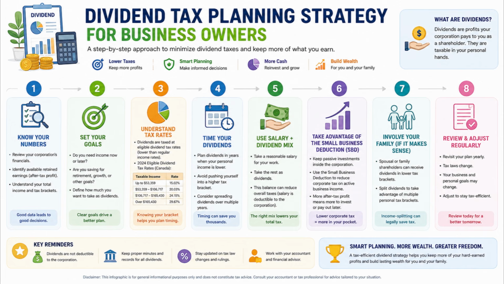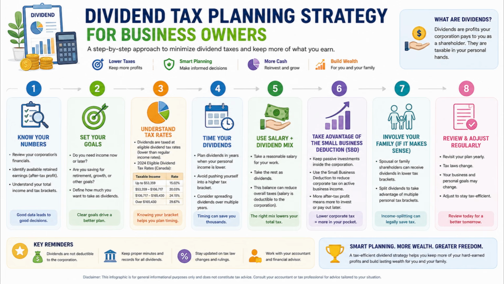Review your company's financial position, check retained earnings, understand available after-tax profit, and look at your personal income situation. Without clear numbers, dividend planning becomes guesswork. However, when you know your income, tax bracket, and company profits, you can make smarter decisions.